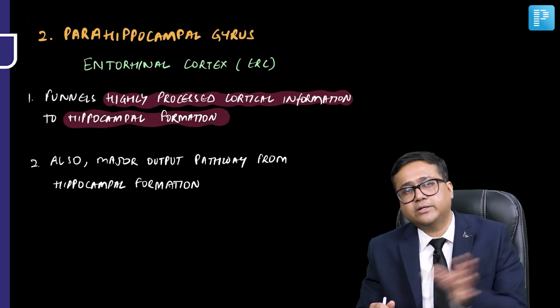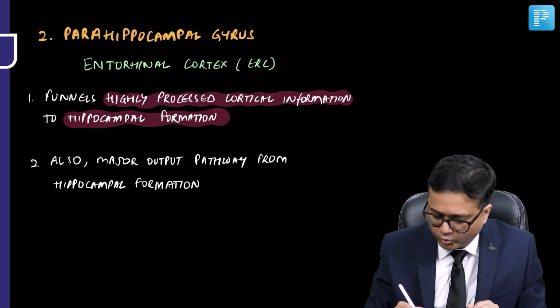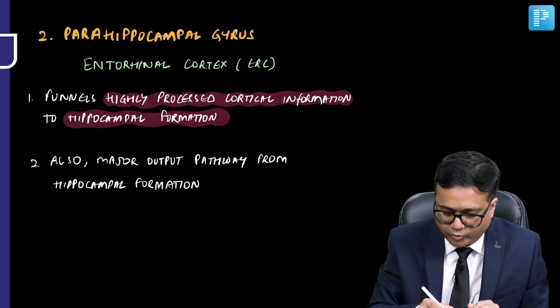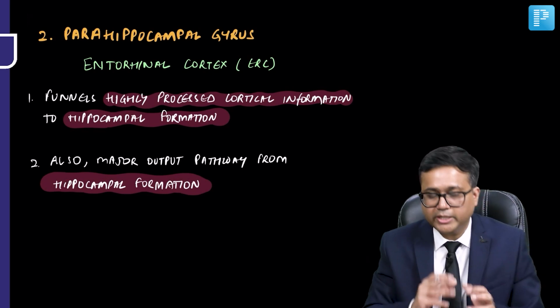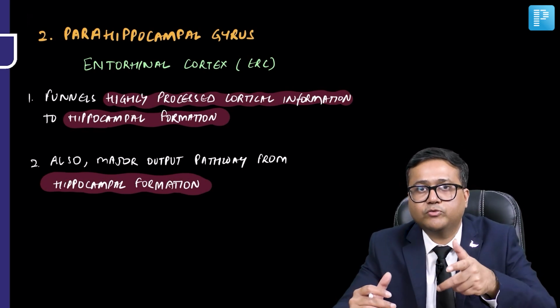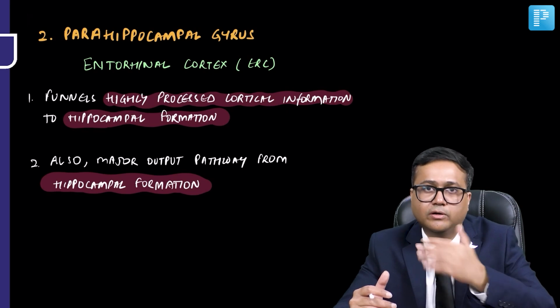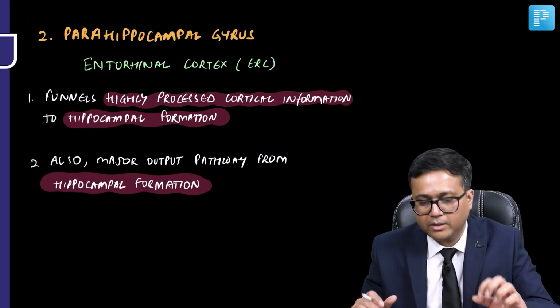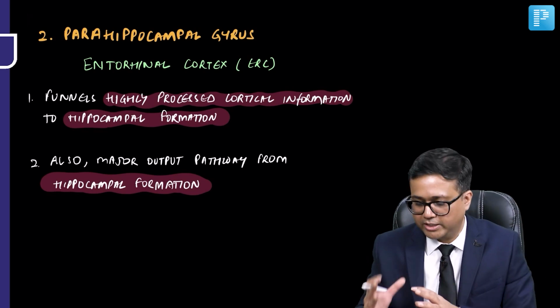So this is connected to the hippocampal formation, and it is also a major outflow pathway from the hippocampal formation. Again, this circuit is very important. So it connects with the hippocampal formation, and it also is a major outflow for the hippocampal formation. This to and fro information or connectivity is very important.